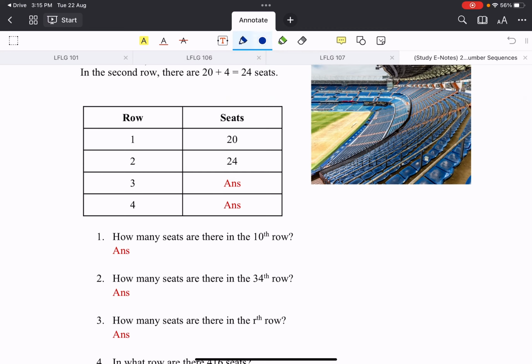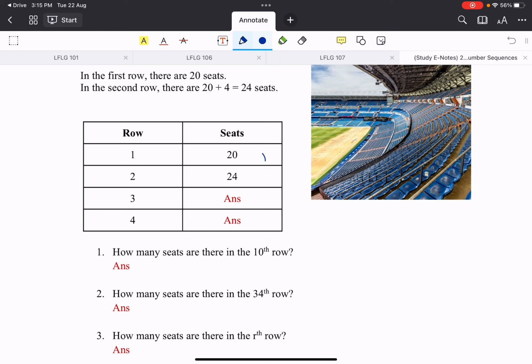So, do we see a pattern here? If we follow the pattern and assume it persists, then from 20 to 24 is an addition of 4. So the next one will be 28, and the next one, plus 4 again, will be 32. This is fine if we are just finding the first 4 rows. But the question becomes challenging if we ask for the 10th row. The 10th row, we can still count. It's not impossible, but it gets tedious.